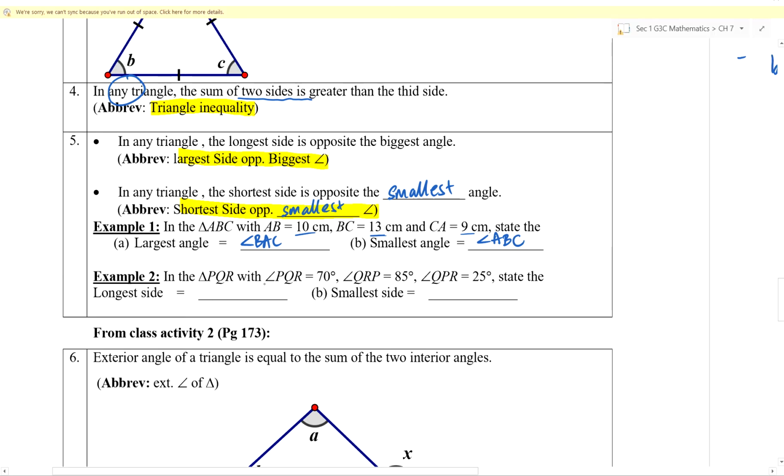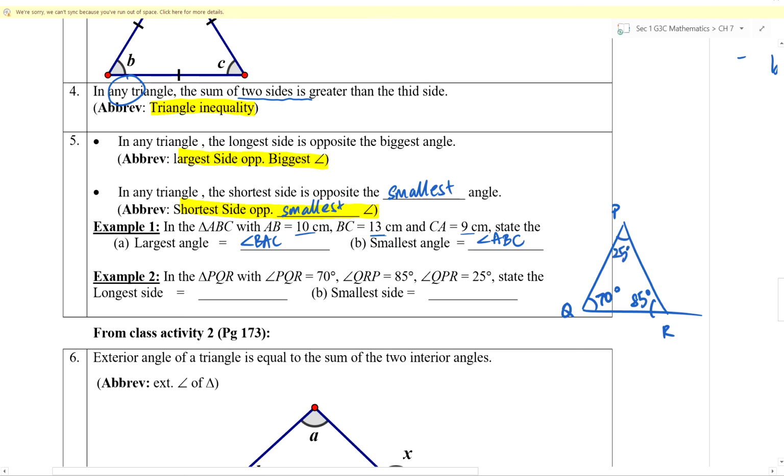Now triangle PQR, 70 degrees. Okay, let's randomly place P, Q, and R. This is approximately 70 degrees. QRP, Q, then R must be somewhere here. P is up there. Okay, it is quite a big angle of 85. So this is my angle R. So that leaves QPR as 25 degrees, a small angle.